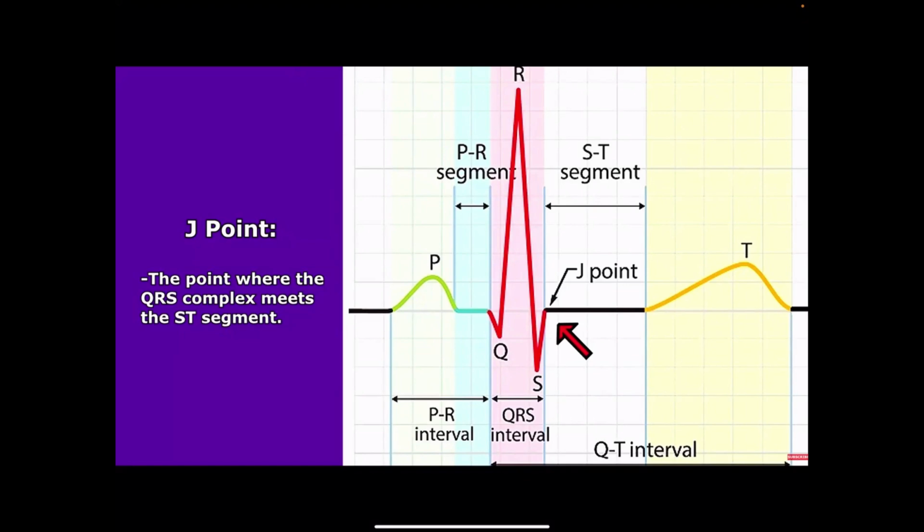Now, we talked about the P wave, the PR segment, the PR interval, and the QRS complex. After that, we have the J point. The J point is not visible in normal ECGs, but you need to keep this point in mind because we use it in STEMIs or myocardial infarctions. It really helps us in the pathologies. Just keep this in mind.